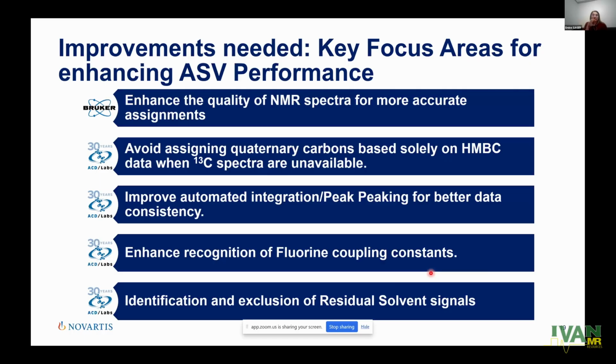What we need from ACD, we are still working with ACD to avoid the assignment of quaternary carbons based solely on HMBC data when carbon-13 spectra are available. You can see sometimes in an HMBC with ESV, it will put 2-3 carbons on the same chemical shift. This one, I want to avoid it. Then it is important, and this is a very important part, I think, to improve the automatic integration and peak picking for better data consistency. We are working to enhance the recognition of fluorine coupling constants, and what we ask of ACD is the identification and the exclusion of residual solvent signals.